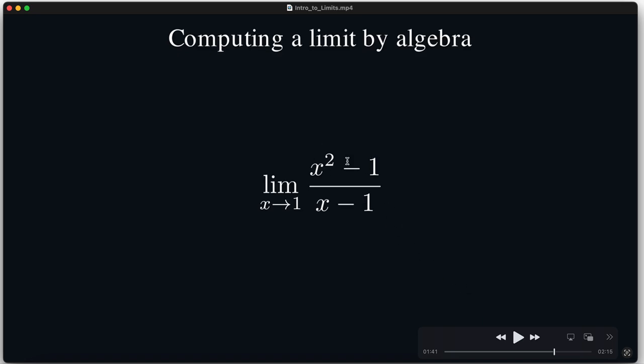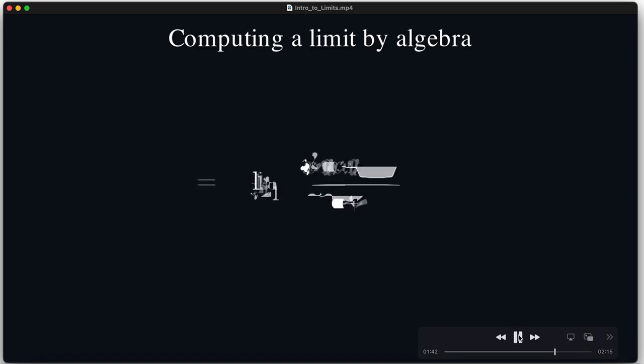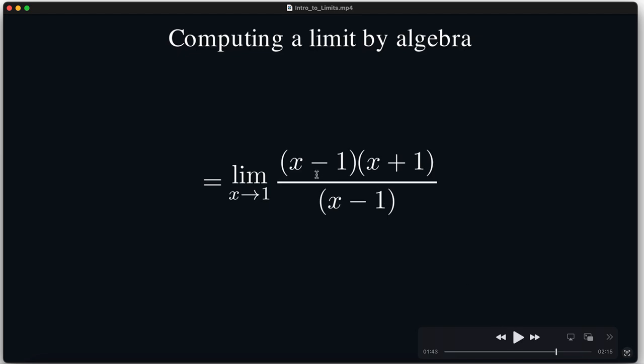And notice on the top, we can factor the top. So now the top is x minus 1 times x plus 1, and the bottom is x minus 1. Now notice we can cancel this.